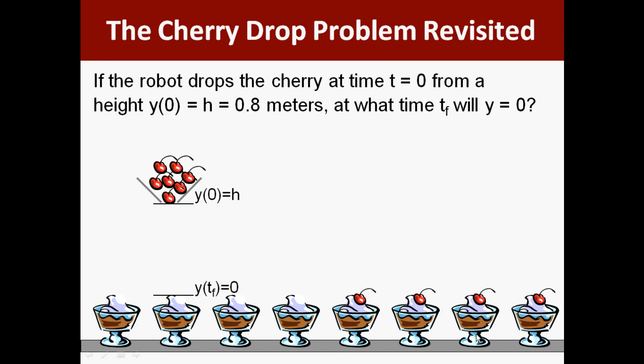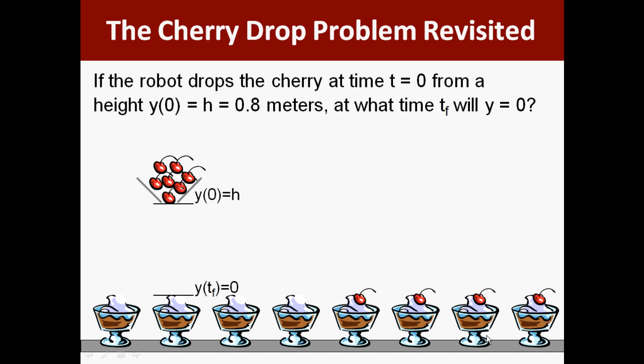In today's Excel lesson, we're going to set up the explicit finite difference calculations for the free-falling cherry problem that we discussed in class. If you remember, we have a cherry dropping robot that's dropping cherries onto ice cream sundaes as they move past on a conveyor belt. The initial height of the cherry at time t equals 0 is 0.8 meters, and at some time t final, the cherry will land on top of the ice cream sundae, and that position is y equals 0.